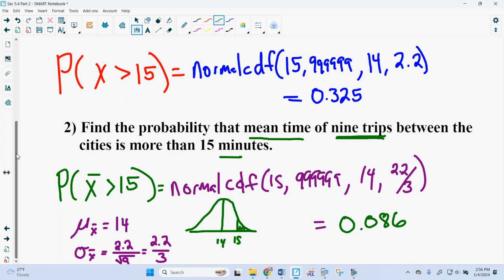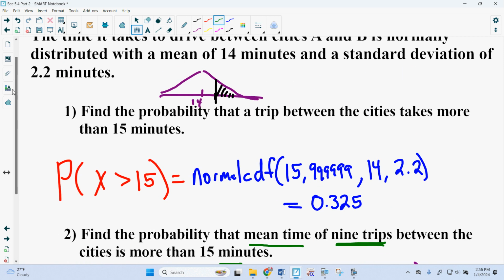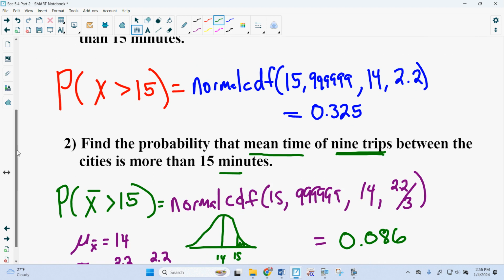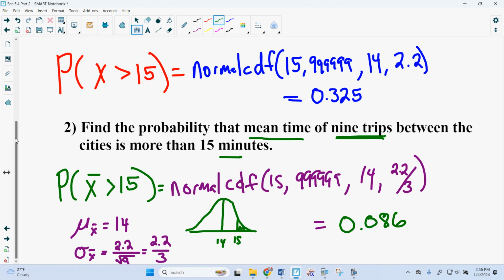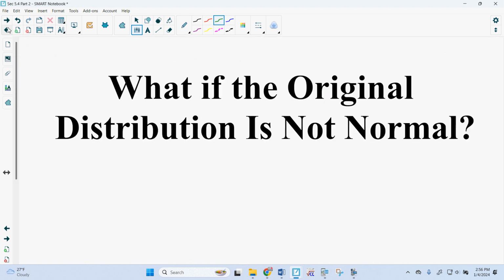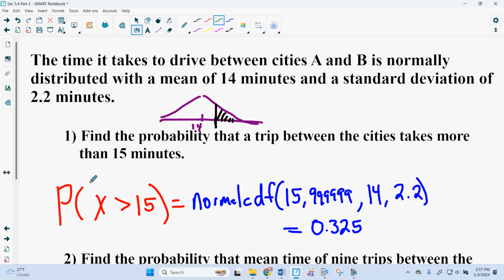So we want to make sure we understand the difference between when it is x bar, a single trip, and when it is the mean of a sample. Okay? That's where we're going to stop today. We can do the first homework over 5-4.